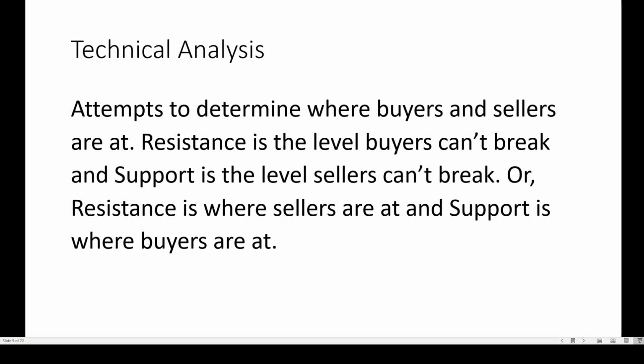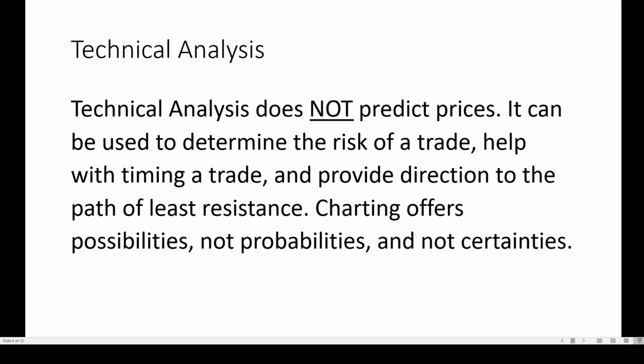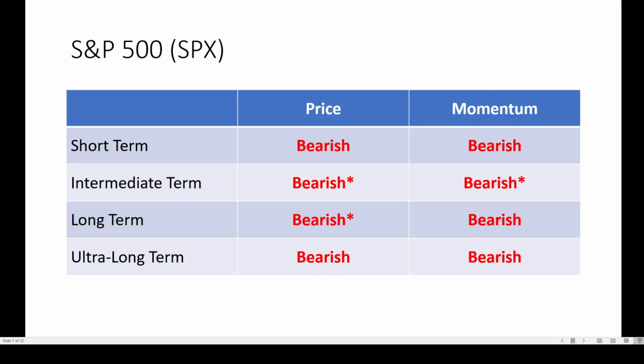Keep in mind, technical analysis attempts to determine where buyers and sellers are at. Resistance is the level buyers can't break, and support is the level sellers can't break. Or think of it this way, resistance is where sellers are at, and support is where buyers are at. Also keep in mind that technical analysis does not predict prices. It can be used to determine the risk of a trade, help with timing a trade, and provide direction to the path of least resistance. Charting offers possibilities, not probabilities, and not certainties, and should not be considered a substitute for good old fundamental analysis.